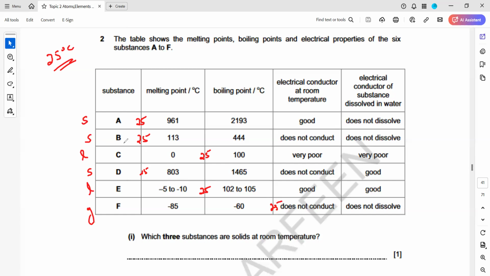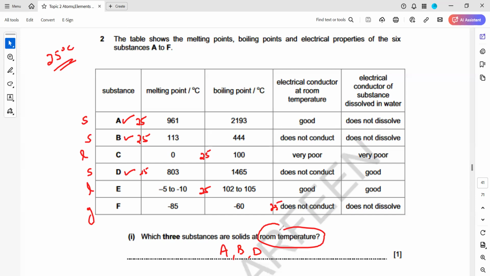So they ask which 3 substances are solid. Which 3 of them are solid? A, B, and D. Where did we get the 25 from? We take 25 whenever they ask a question about room temperature. So what will we take as room temperature? 25.